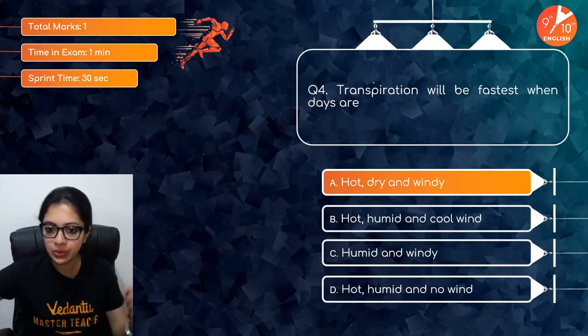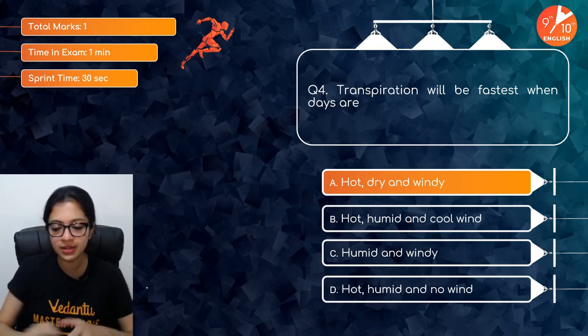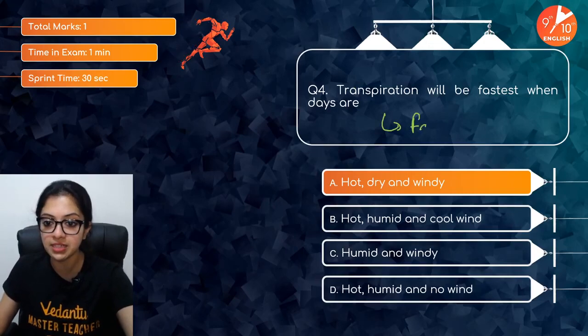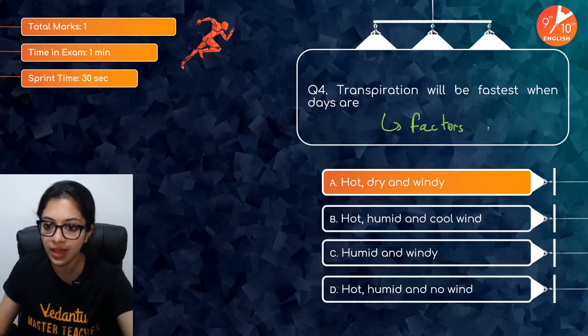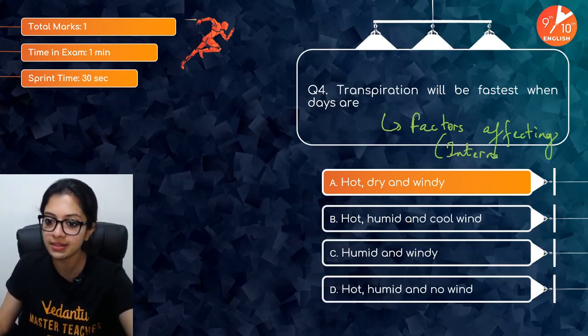Children, here you need to have a very good idea. Let me use a different color, maybe light green. So children, factors affecting transpiration: internal factors and external factors.